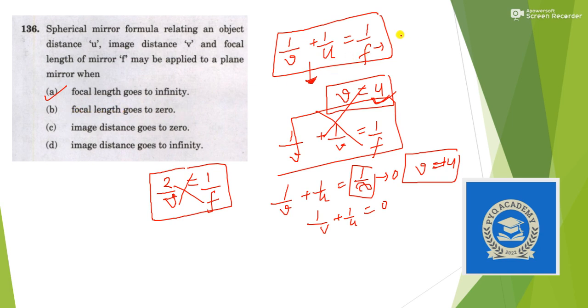If you apply 0, it will become infinity, and it is not possible to solve 1/v + 1/u = infinity. So this is a wrong option. If image distance goes to 0, it will become infinity. Again, it is not possible to solve. If image distance goes to infinity, it is also not possible. So the only answer is option A.